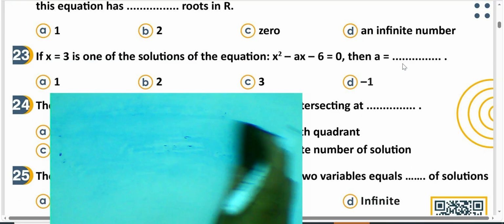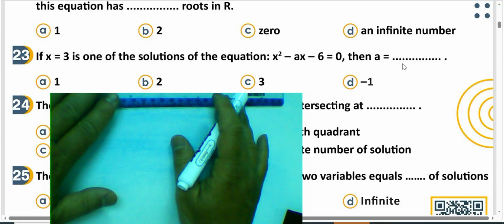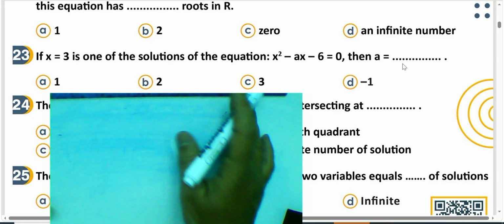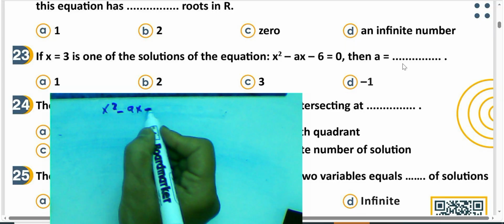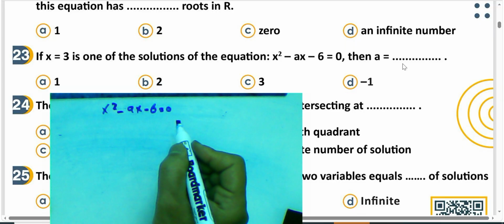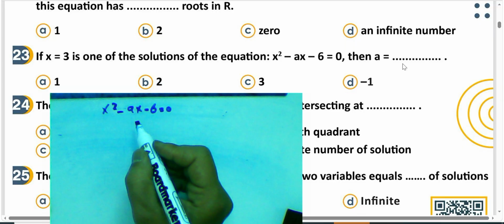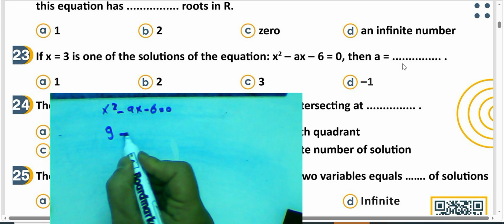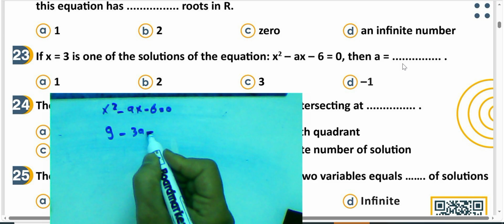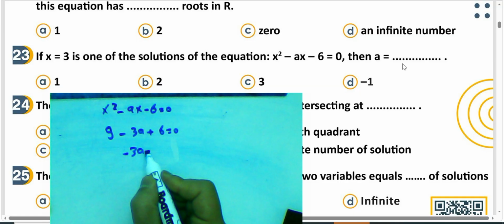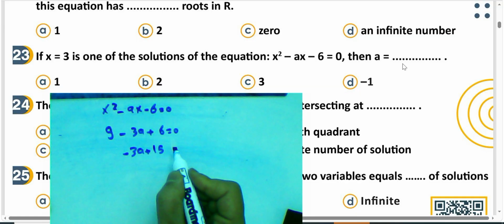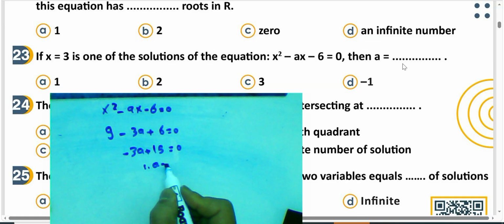Next question. If x equals 3 is one of the solutions of the equation x power 2 subtract ax minus 6 equals 0, the value of a equals? We can put the value of x equals 3. 3 power 2 is 9. 3 times a equals 3a, plus 6 equals 0. Then 9 plus 6 is 15, so the value of a will be 5.